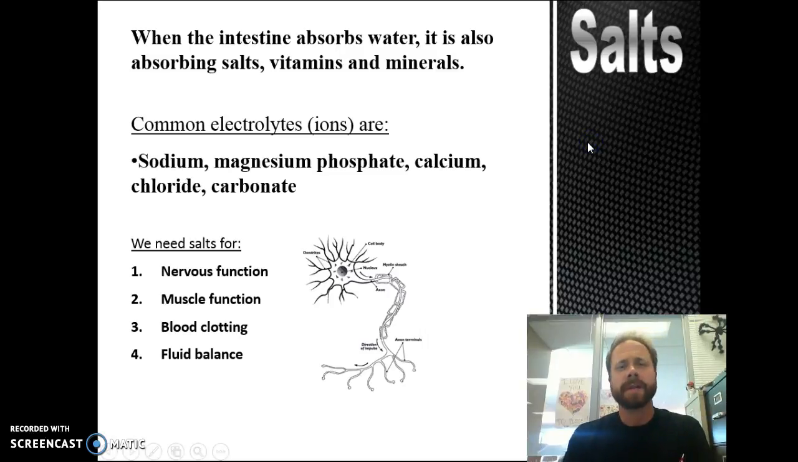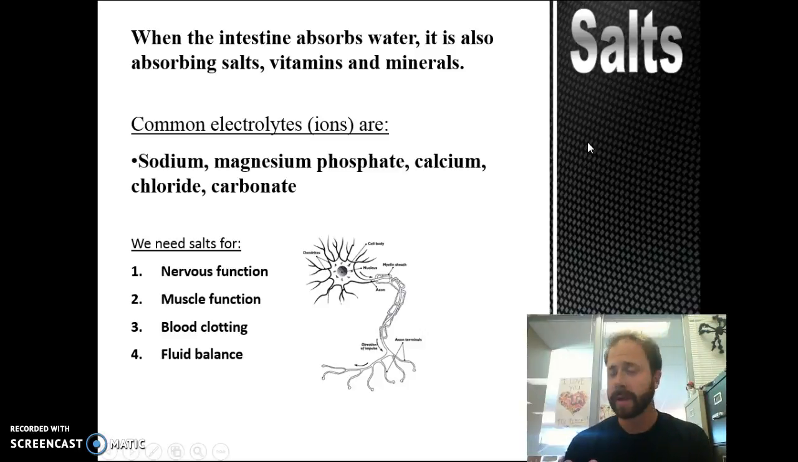So when the intestine absorbs the water, it's also going to be absorbing salts, vitamins, and minerals at the same time, because, like I said, those are all dissolved in that water, that universal solvent. Some common ions are listed here: sodium, magnesium, phosphate, calcium, chloride, and carbonate, right? Those are all common electrolytes that we see.